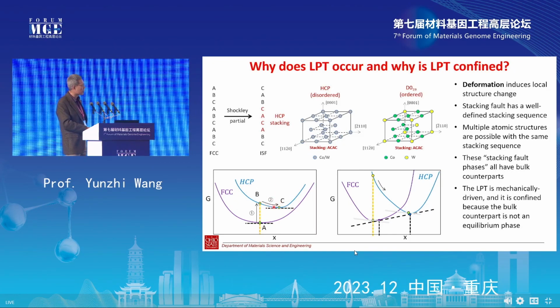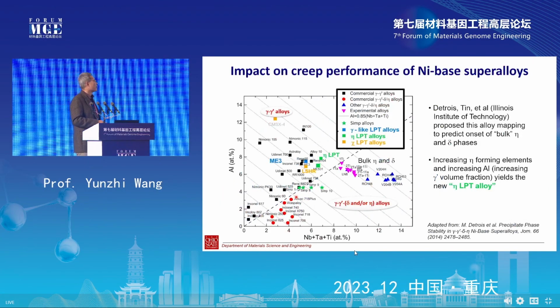But this one is not a stable phase. They cannot grow, they cannot partition. They can only stay where you have the HTP stacking sequence. So this allows us to understand why we have this localized confined phase. So now, let's try to see how this is going to help us to design alloys.